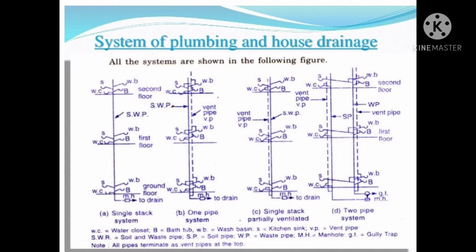In this figure, WC indicates water closet, B indicates bathtub, WB indicates wash basin, S indicates kitchen sink, VP indicates vent pipe, SWR indicates soil and waste pipe, SP indicates soil pipe, WP indicates waste pipe, MH indicates manhole, GT indicates gully trap. All pipes terminate as vent pipe at the top.